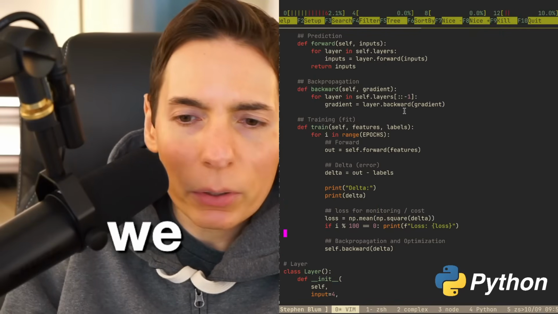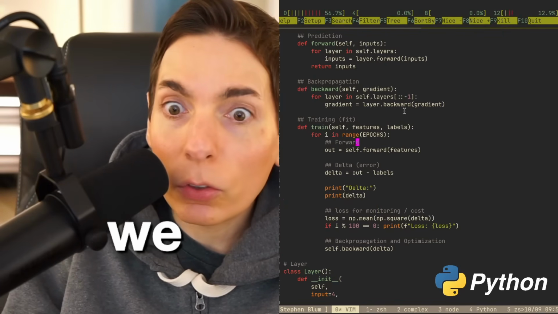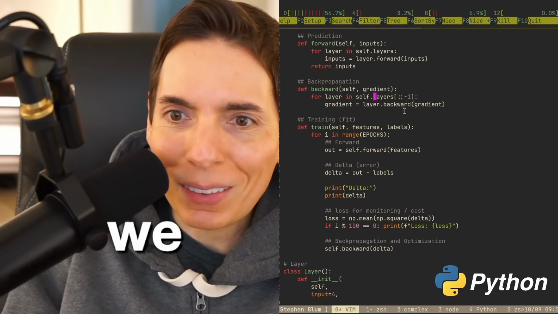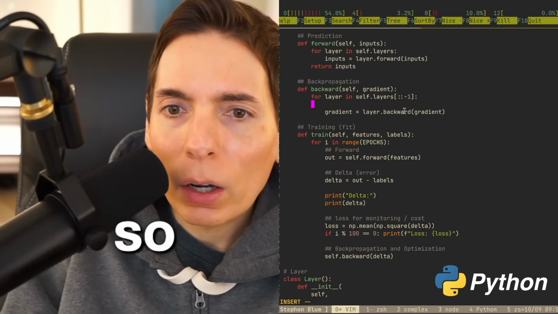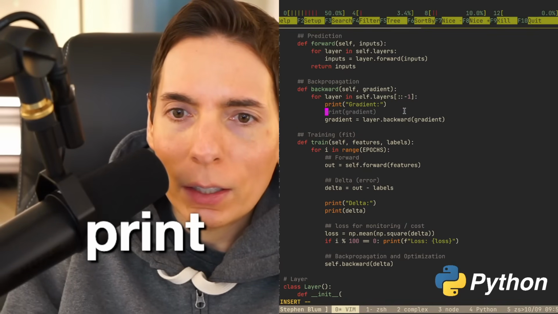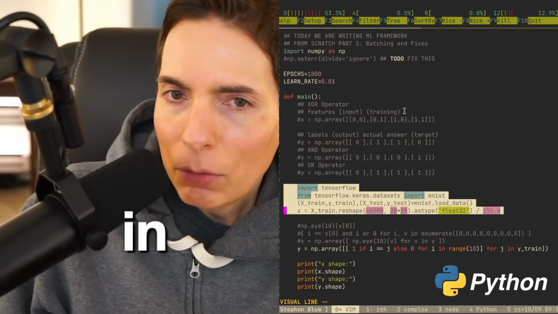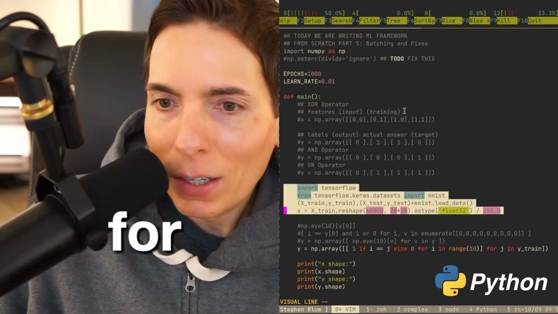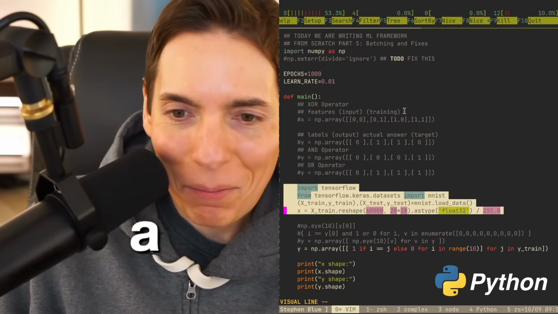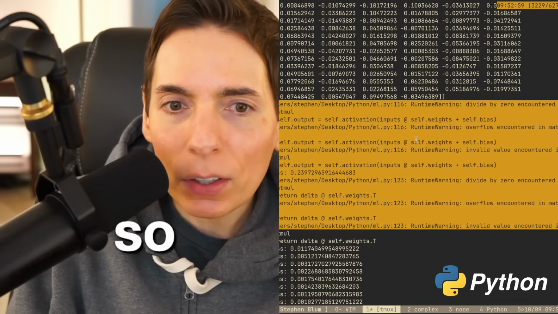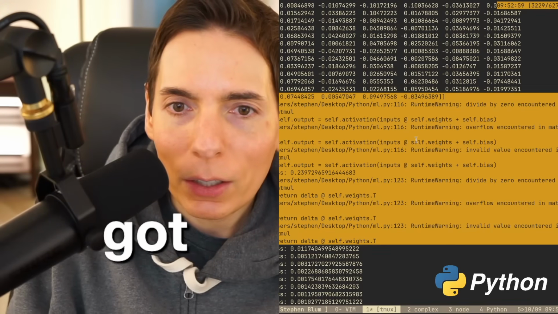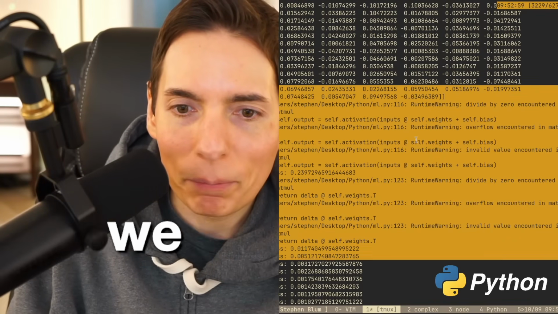We don't need to print out the loss, but we could print out the gradients. Okay, so print gradient. There we go. Let's print that out. Looking for a bug. We have a bug in the system, you guys. Where is it at? So we need to fix this problem right here.